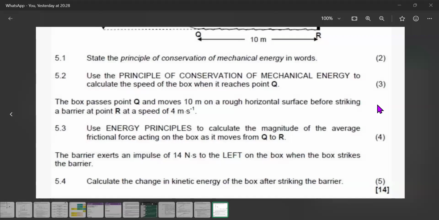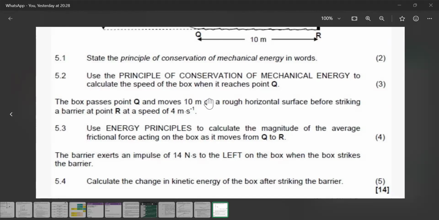All right. Now, this is what they say. They say the barrier exerts an impulse of 14 newton-seconds to the left on the box when the box strikes the barrier. Now the question says, calculate the change in kinetic energy of the box after striking the barrier.